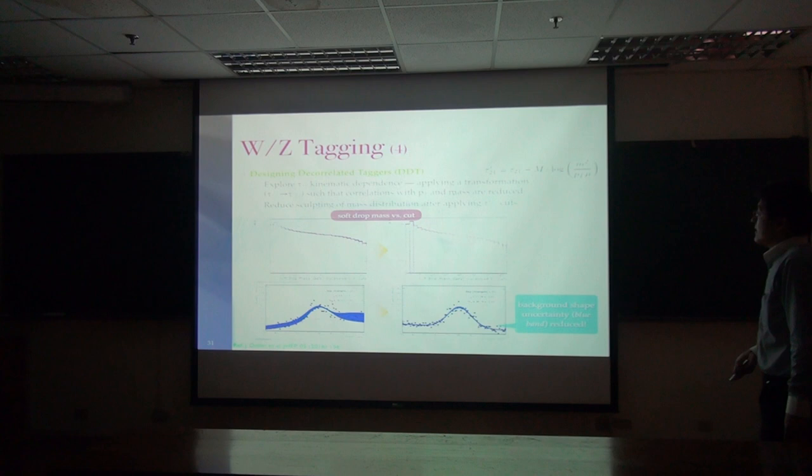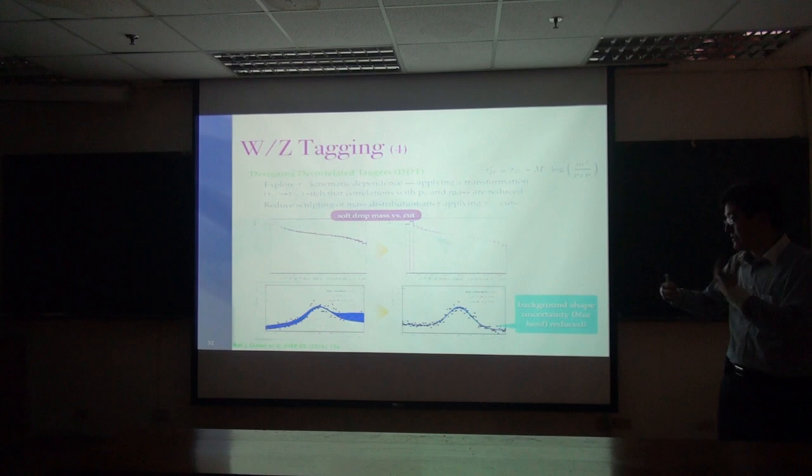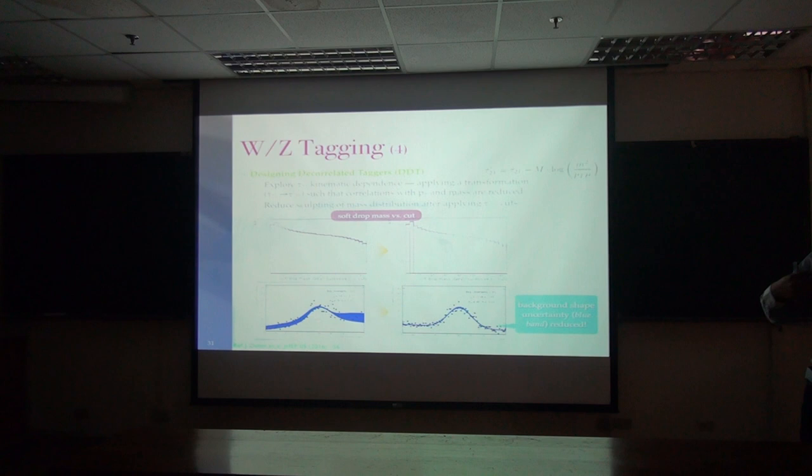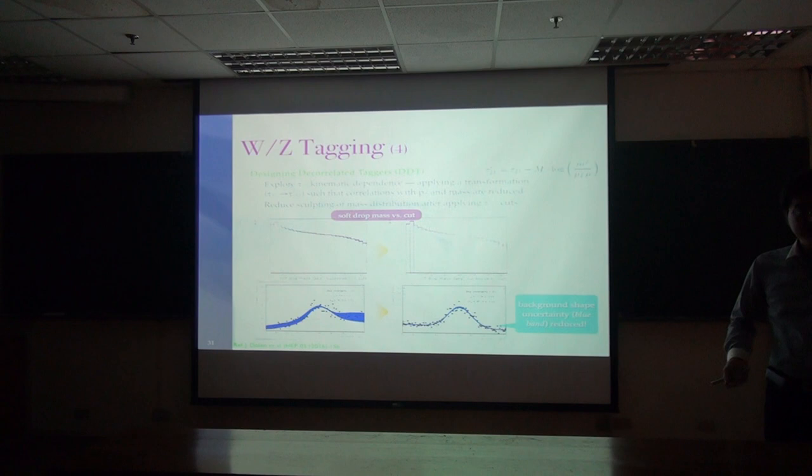In fact, when people try to study this so-called tau 2-1 variable, they realize that it actually has a strong correlation with the background, not the signal, but the background. So if you have a random jet, it will generate some kind of correlation between the mass and this kind of variable. This correction was a way to try to remove or mitigate the correlation between the mass and this kind of tagging variable.